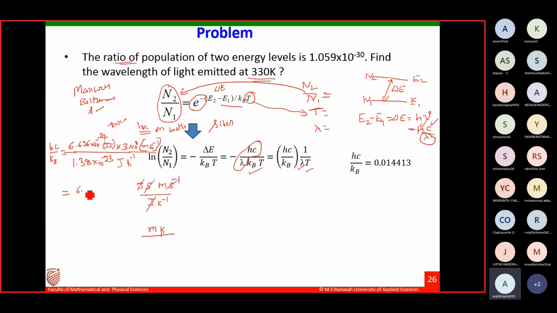That is basically 6.626 into 3 divided by 1.38. Here, let us write the 10 to the power of terms. Minus 34 plus 8, how much? Minus 26. In the denominator, we are having minus 23. Do this calculation. How much are you getting?